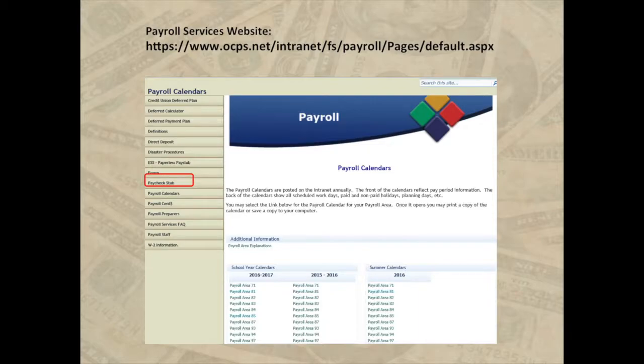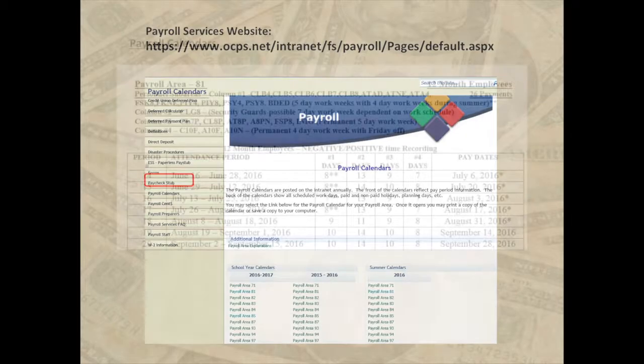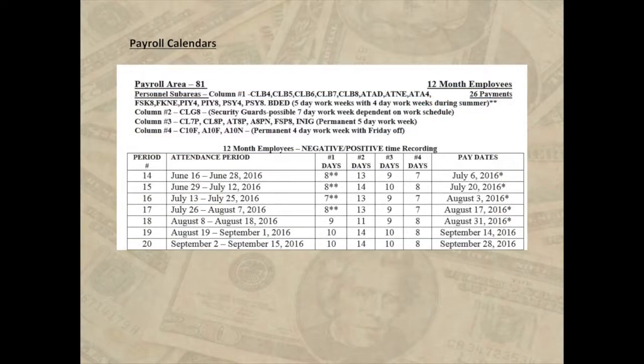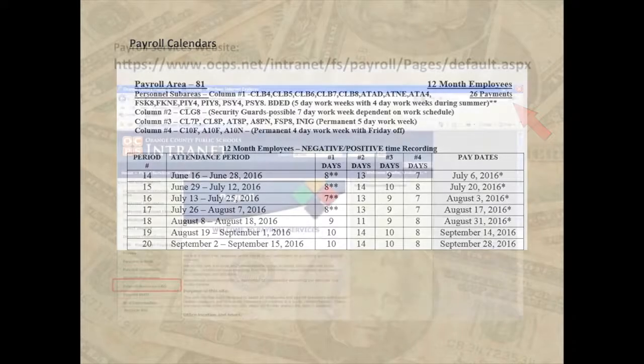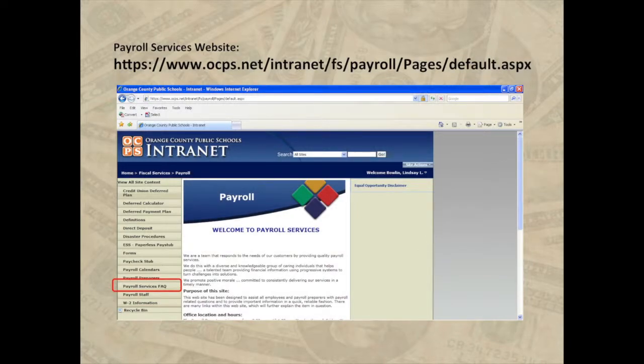Remember, the Payroll Services website is a valuable source of information. You can access the link titled Payroll Calendars to view the payroll calendar for the position in which you work. The payroll calendars provide the attendance dates, pay dates, and number of days paid. You can also see how many payments are scheduled during the fiscal year in the upper right corner of the document. If you have any questions regarding information discussed in this presentation, you can access the FAQs on the payroll website for additional information.